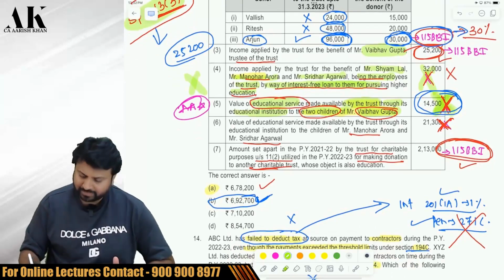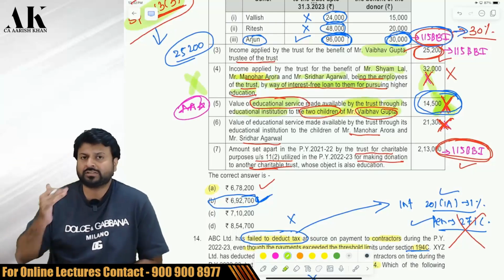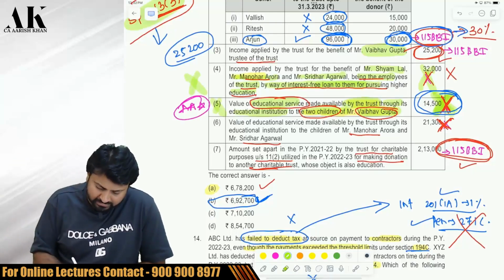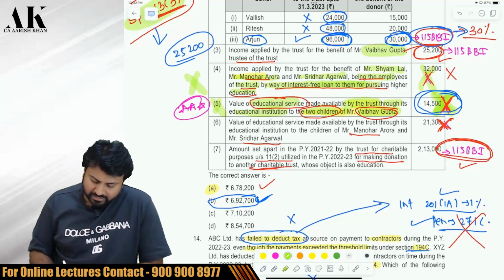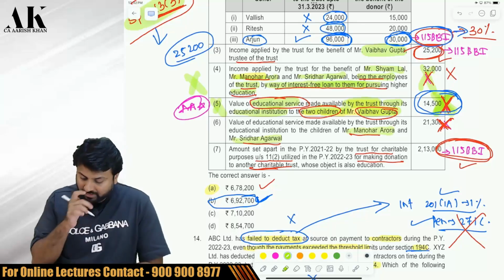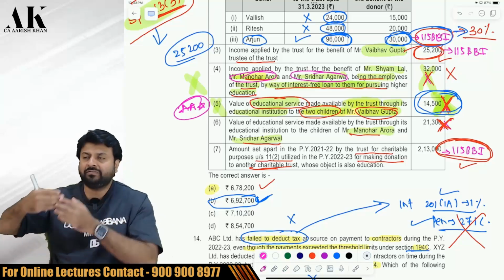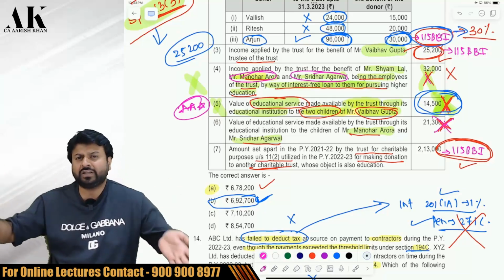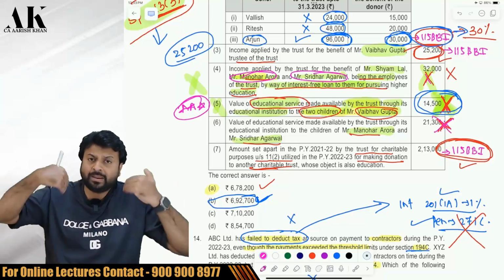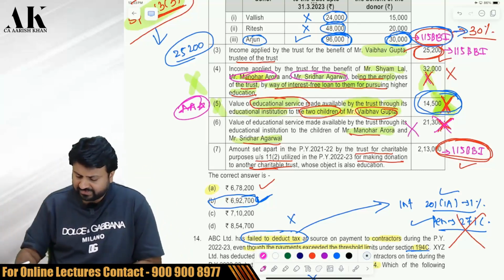Therefore, this will not be covered in what? This will not be covered in 115 BBI because that is allowed by the law. That is not considered a violation of the law. Be very careful. Next. Value of education services made available by trust through its education institution to children of Manohar and Sridhar. Who are Manohar and Sridhar? Manohar and Sridhar are employees. So the trust is giving some benefits to the employees' children. That is also not covered. If the employee itself is not covered in the definition of specified person, then how will the employees' children come under the definition of specified person? They are also not covered.